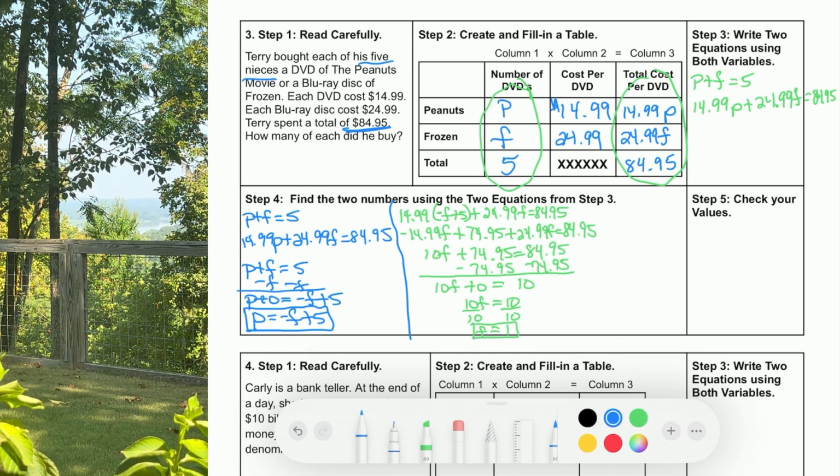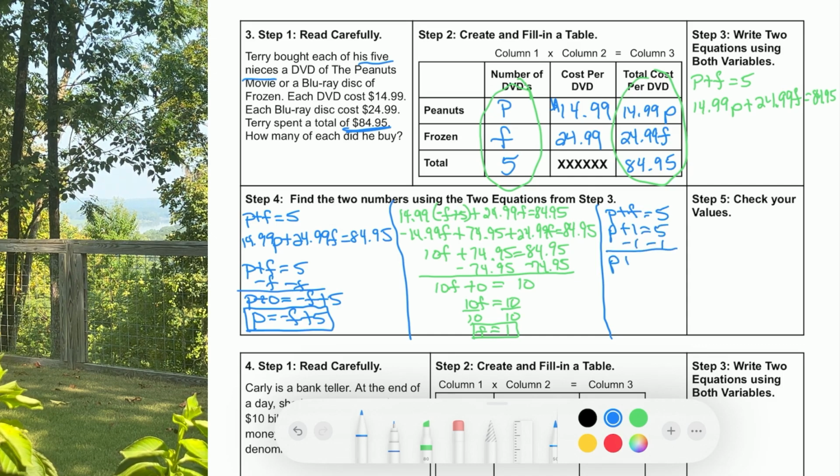All right. Now we need to find our other value, the P value. I'm going to use that first equation, P plus F equals 5. Plug in the F value. So P plus 1. Subtract 1. Get P plus 0 equals 4, and we get P equals 4.